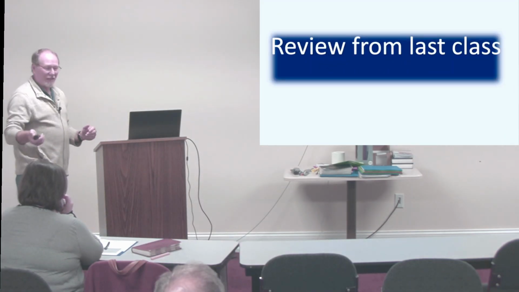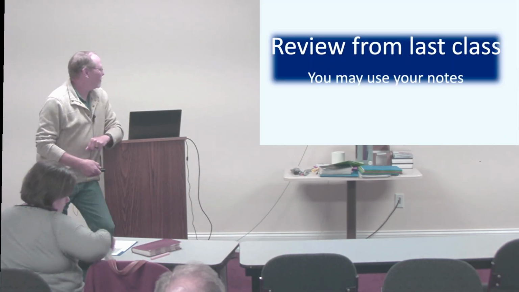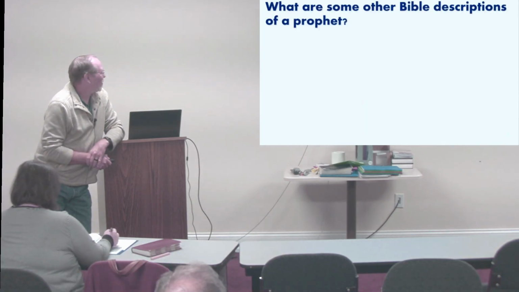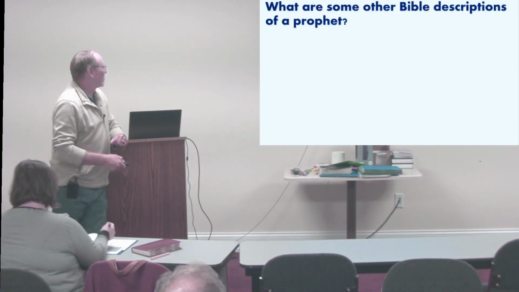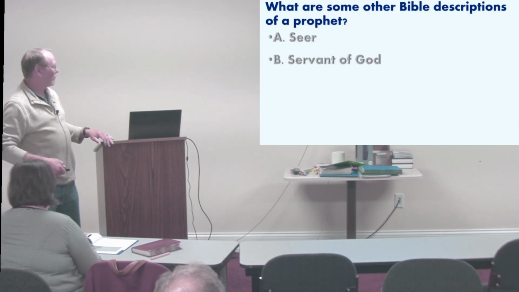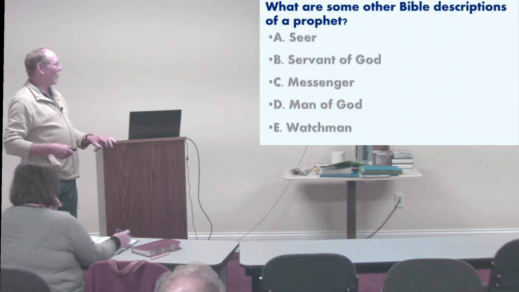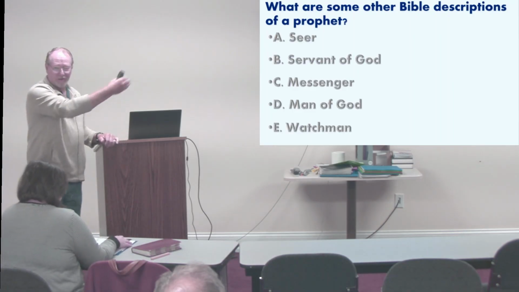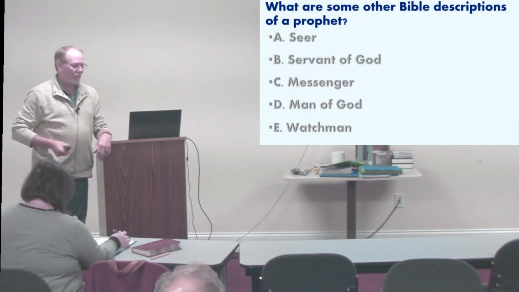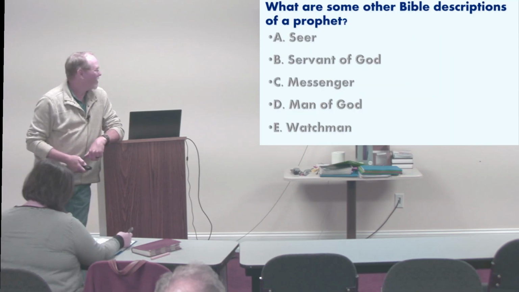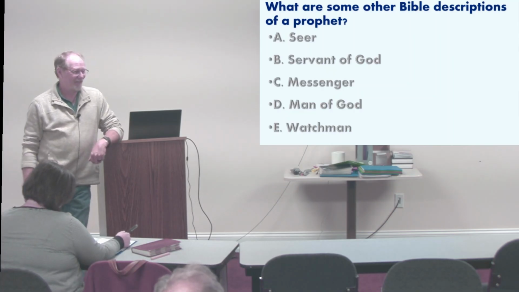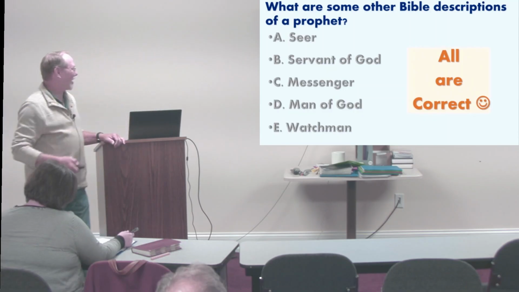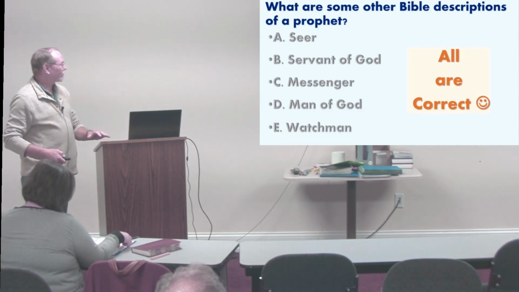Okay, so review from last class. You may use your notes if you took notes. What are some of the Bible descriptions of a prophet? Here's your choices. You have seer, servant of God, messenger, man of God, and watchman. And we actually went over some of these on Sunday. So what would be the answer here? All. Yes. They're all correct. All those are correct. And they're all found in the Bible.